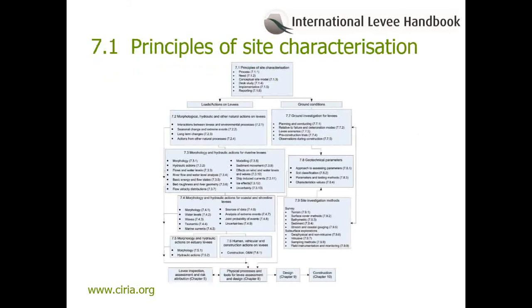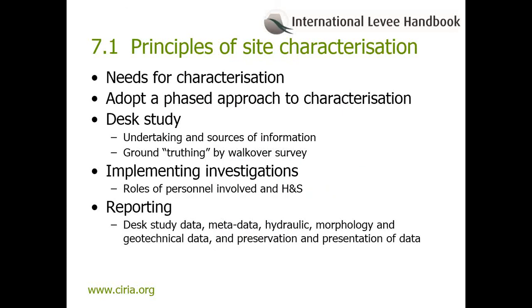This flowchart presents an overview of the whole chapter, illustrating how the subsections are related and how the outcomes of the site characterization feed into other chapters. It starts with the overarching principles and then splits into parallel activities to assess loads or actions on levees and ground conditions. Despite these activities being shown as discrete parallel actions, we strongly advise that there should be continuous interaction between the disciplines.